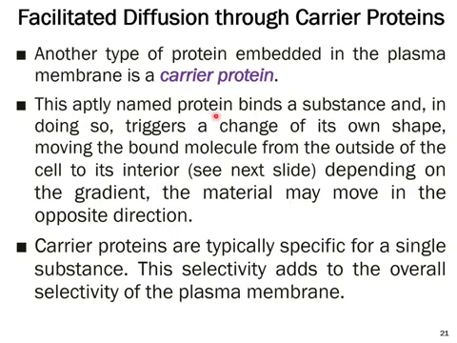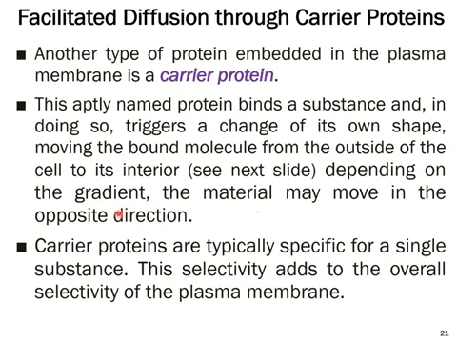So another type of protein embedded in the plasma membrane is a carrier protein. This aptly named protein binds a substance, and in doing so triggers a change of its own shape, moving the bound molecule from the outside of the cell to its interior. So what this protein does, it binds the substance and then changes its shape and takes the substance into the cell and releases it there.